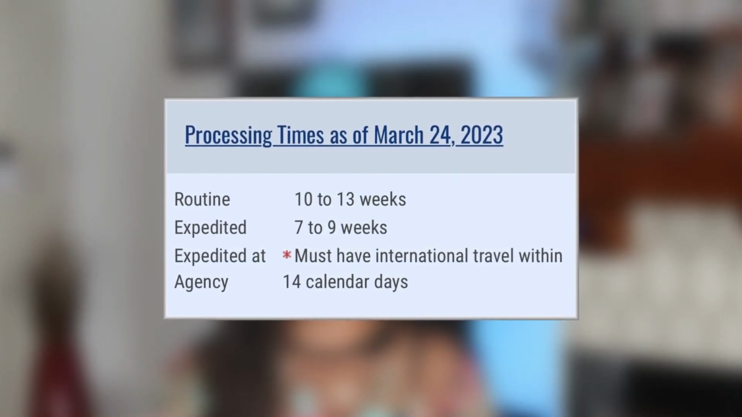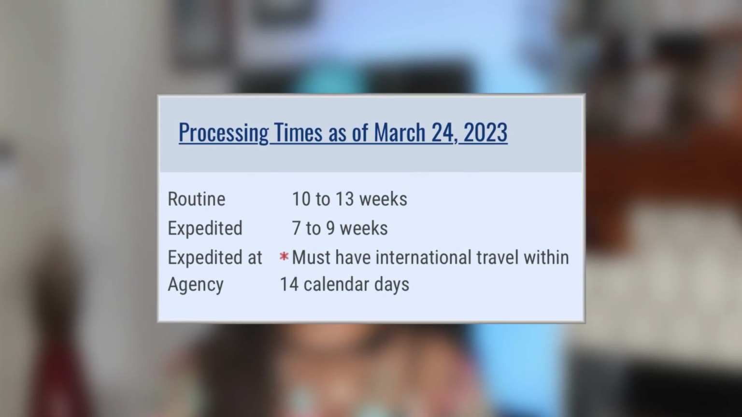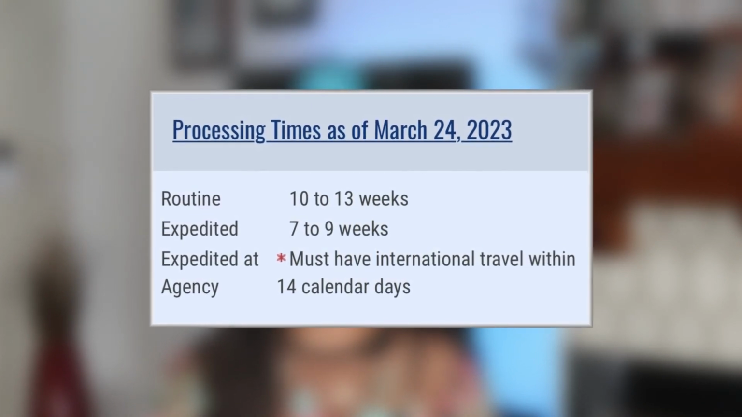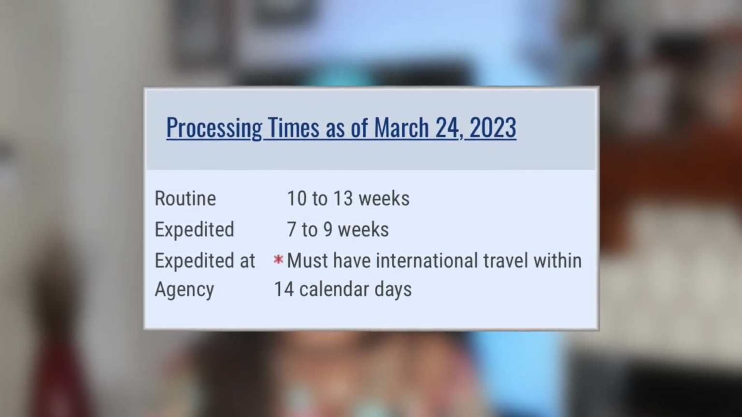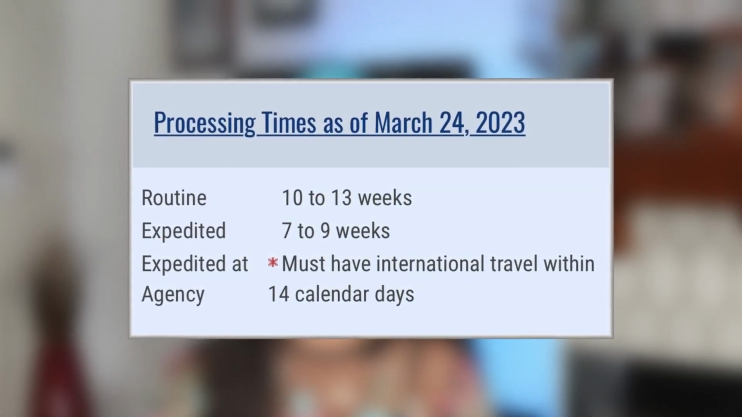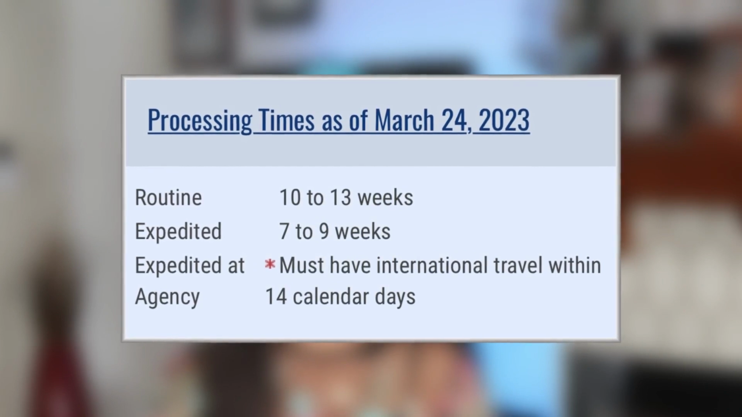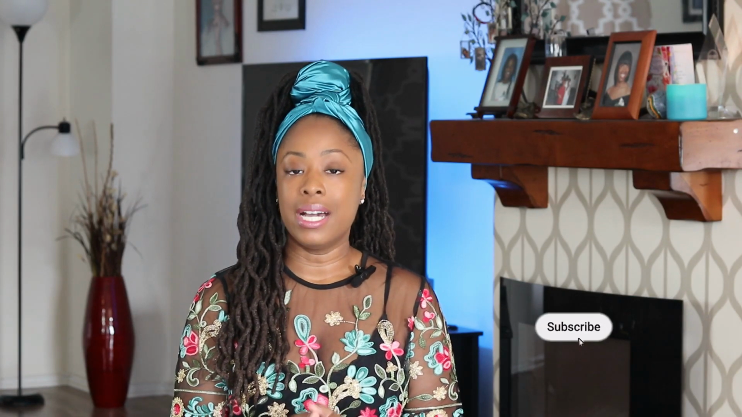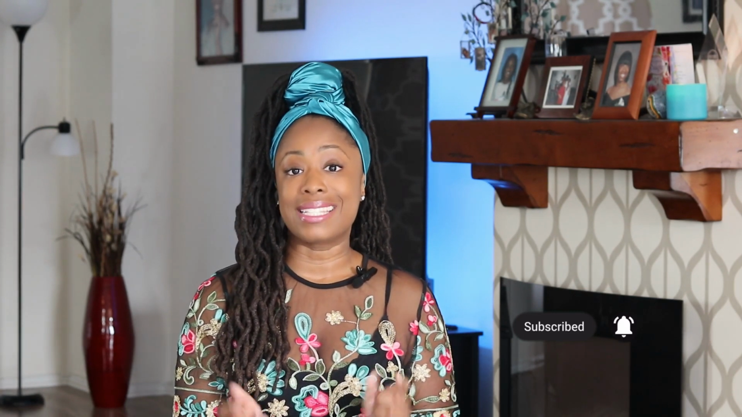Routine processing time is 10 to 13 weeks. Expedited processing time is 7 to 9 weeks. Or expedited at passport agency processing time, which you must be traveling internationally within 14 days. So if your passport is expiring a year from now, I recommend starting the renewal process now.